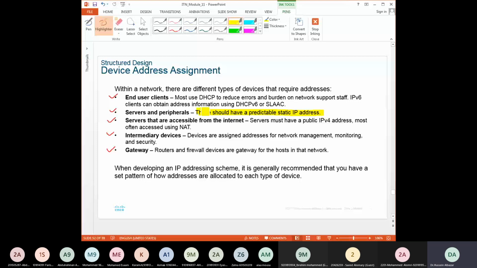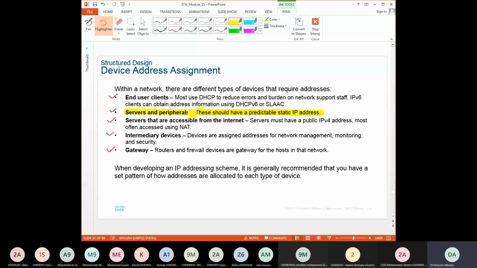Also, we will have some servers in the network that are accessible from the internet. Servers must have a public IPv4 address, usually using NAT. Sorry, the peripheral services should have a predictable static IPv4 address. Use a consistent numbering system for these devices. Usually, when we talk about servers and printers, they will have the same static IP address.